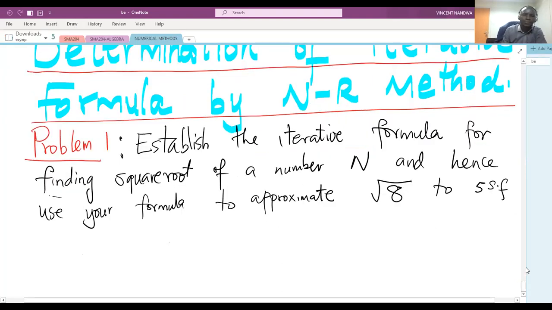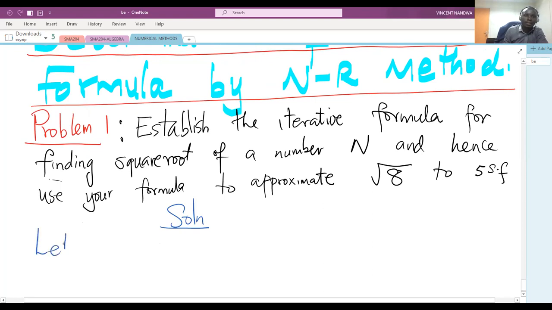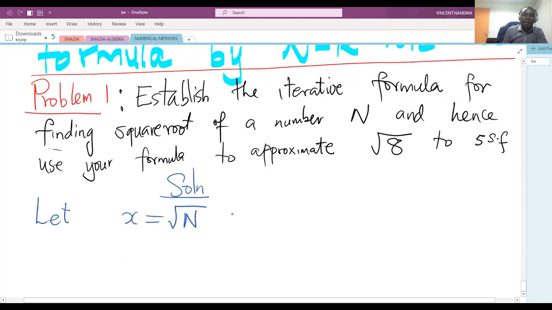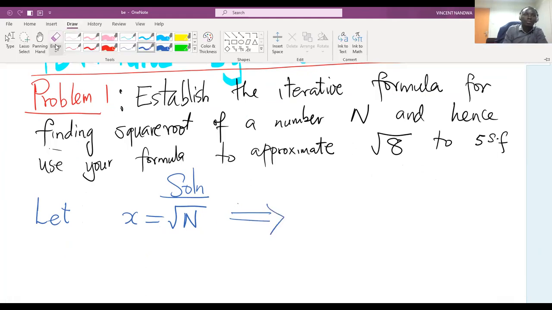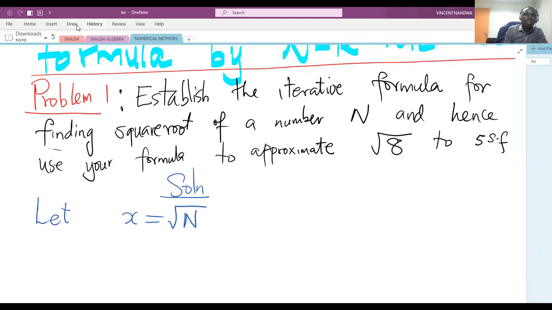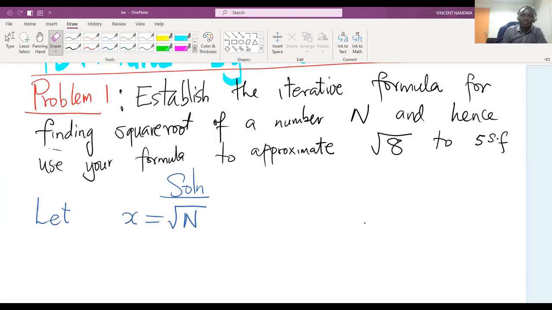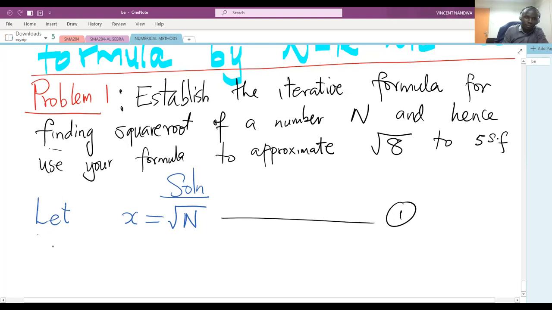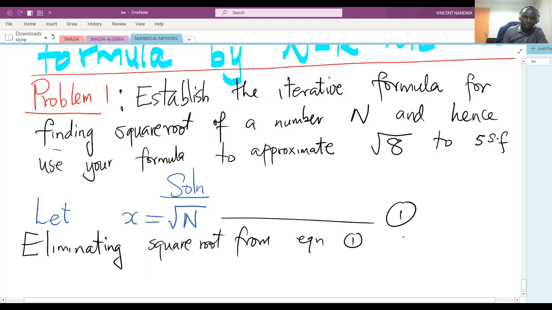So solution. Let x be the square root of this number n. So we are assuming that the value of the square root of n is x. We are usually not happy with roots, so let's eliminate the root from the equation. And remember, we eliminate a square root from an equation by simply squaring both sides. Let's call this equation 1. Eliminating the square root from equation 1, remember, by squaring both sides.